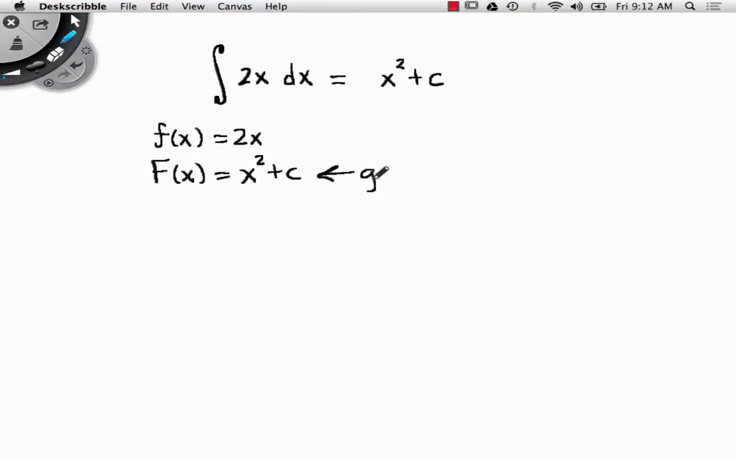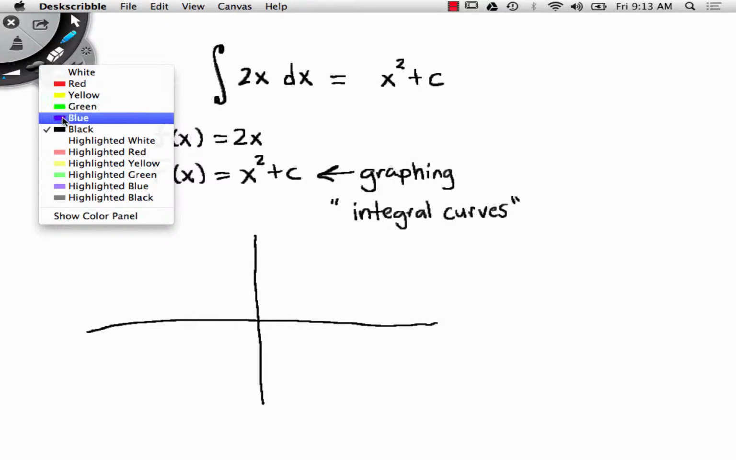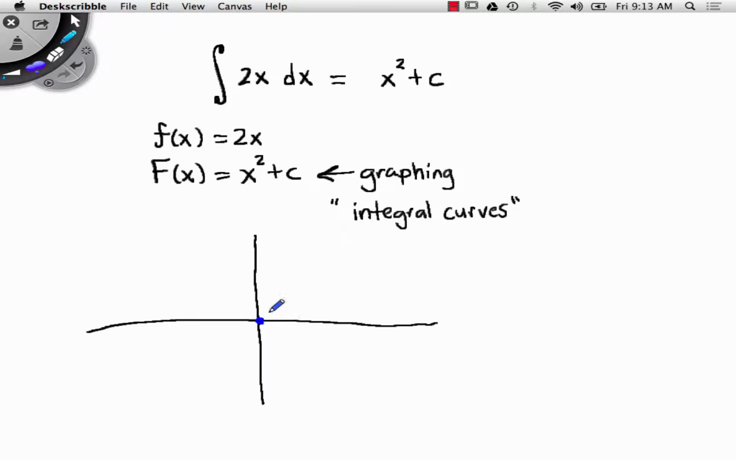Once you start graphing capital F of x, the graphs are called integral curves. The graphs themselves are called integral curves. And if you notice, I still have c here, and c is not known. Okay? So what happens here, McKenna, is it can look a lot of different ways. It could be a parabola right at the origin, like that.